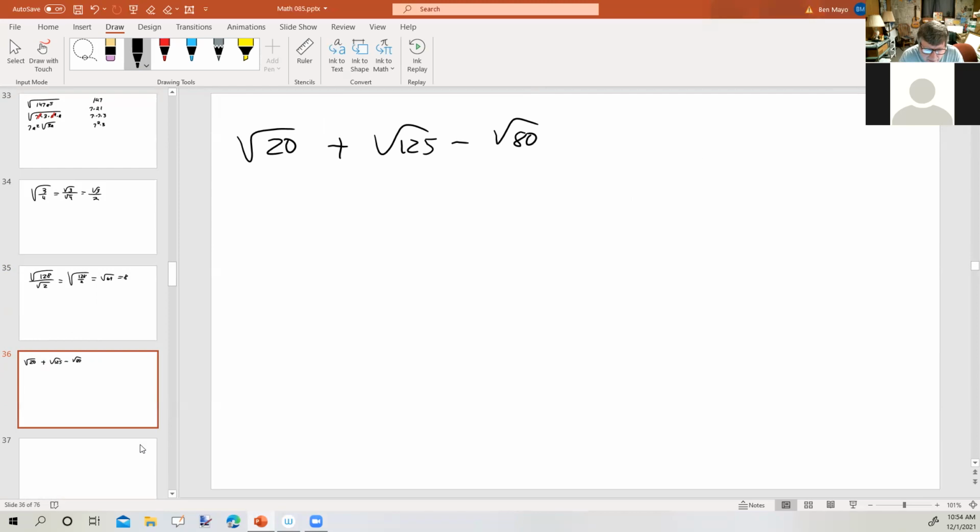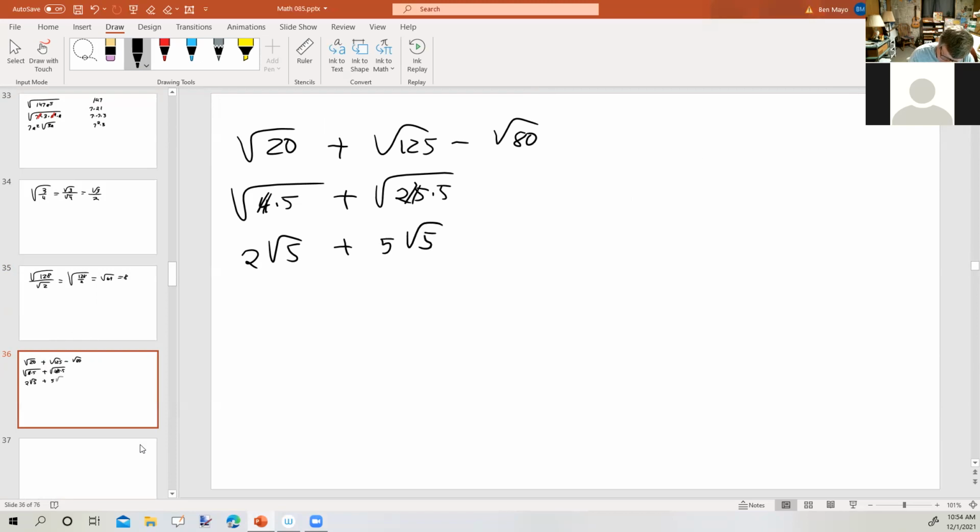So to combine like radicals, we're going to simplify each radical first. 20 could be written as 4 times 5. The square root of 4 is a 2 outside, so I get 2 square roots of 5. 125 is 25 times 5. The square root of 25 is 5 outside, so I get plus 5 square roots of 5.